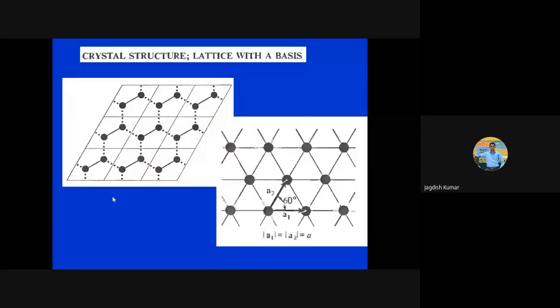But still, if there is any doubt on this part from any one of you, I would like you to ask your question, please. Because this covers a very important topic. So is there any doubt on what is the difference between the honeycomb lattice and the 2D hexagonal lattice, and why the honeycomb lattice is not a Bravais lattice? Is there any doubt over this?